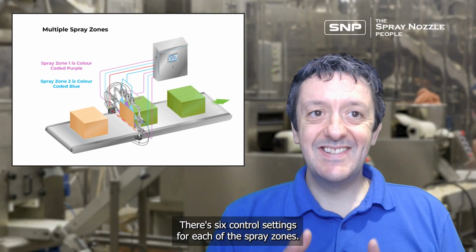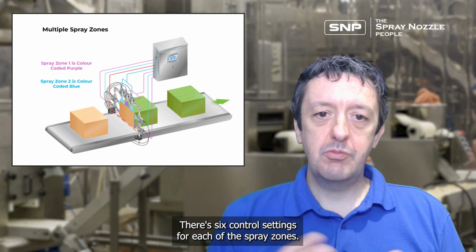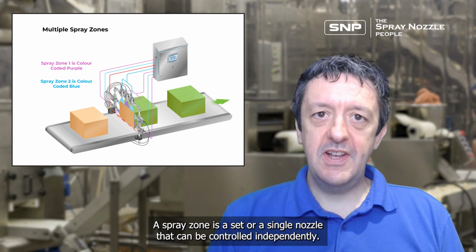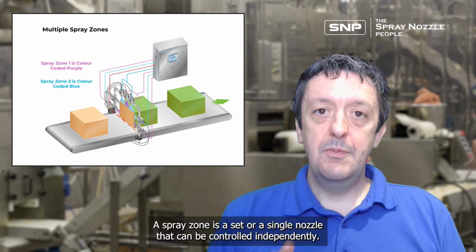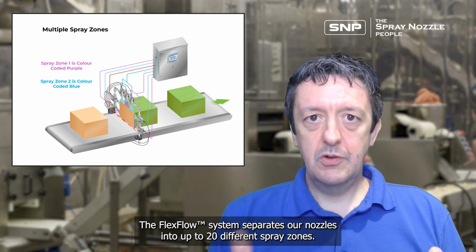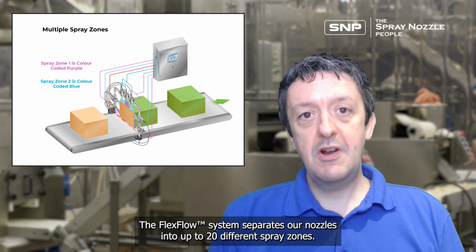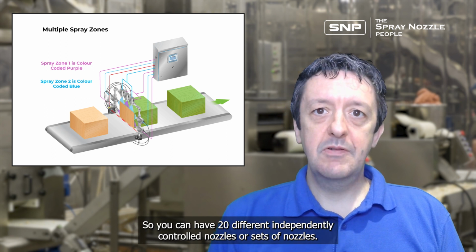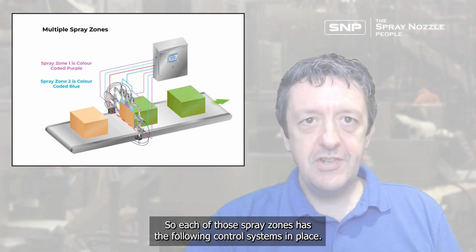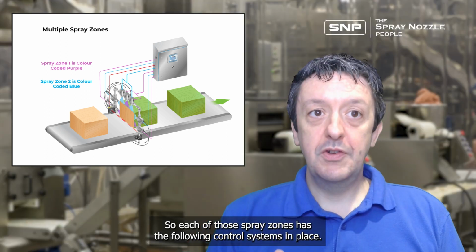There's kind of 6 control settings for each of the spray zones. So first of all, let's define what a spray zone is. A spray zone is a set or a single nozzle that can be controlled independently. The FlexFlow system separates nozzles into up to 20 different spray zones. So you can have 20 different independently controlled nozzles or sets of nozzles. So each of those spray zones has the following control systems in place.